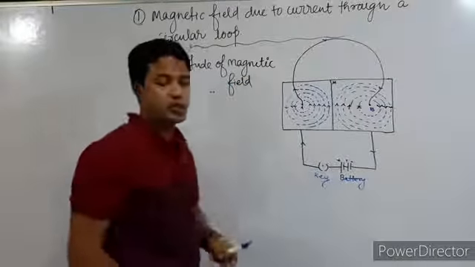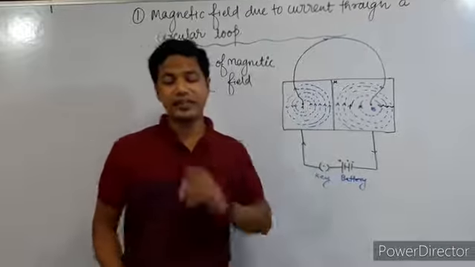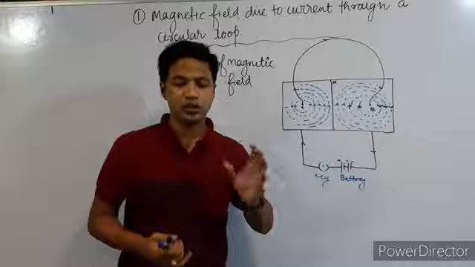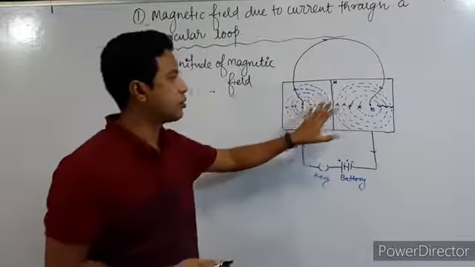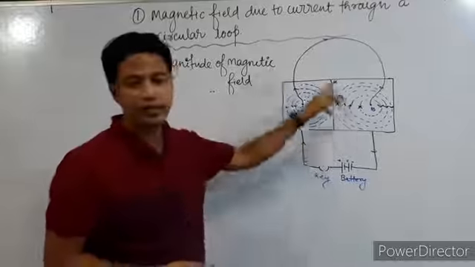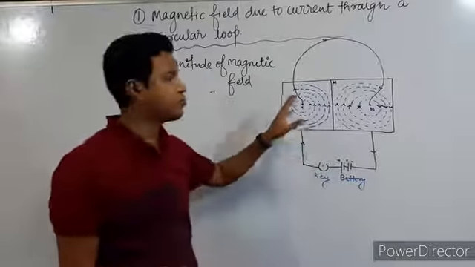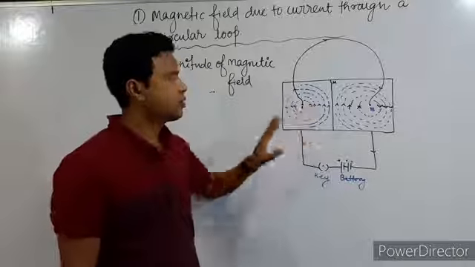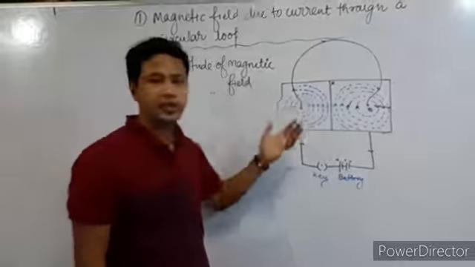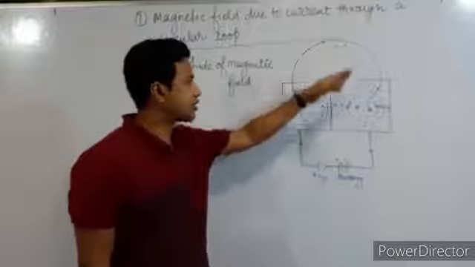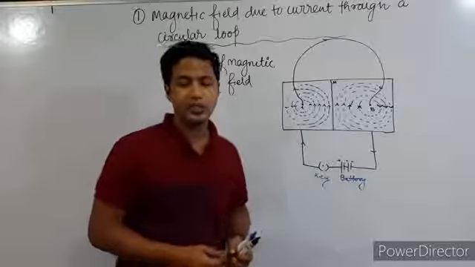It depends upon your current. First, current is directly proportional to the magnetic field created around it. The more the current flows here, the more magnetic field will be created around it. This is the first concept you should remember. Magnitude means the strength of the coil: the more the current flows through the coil, the more the magnetic field will be created around it.